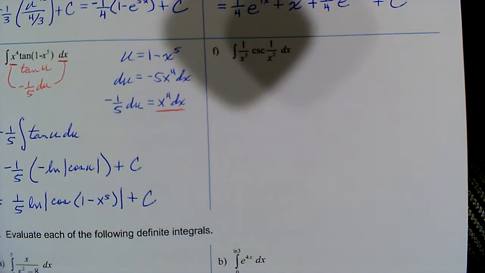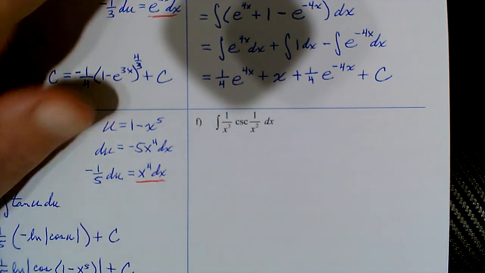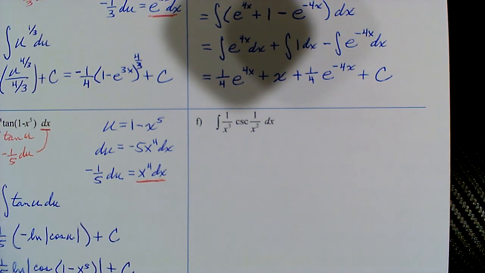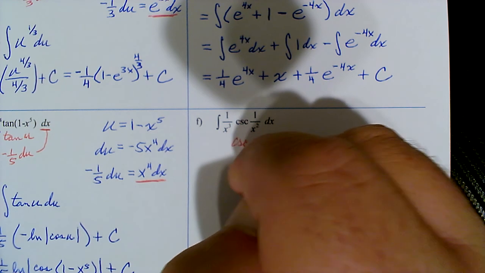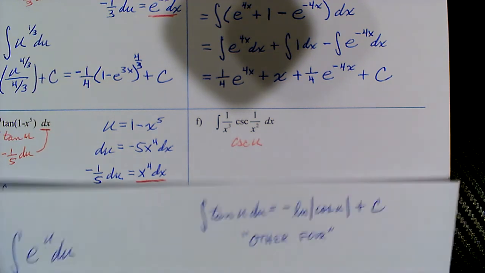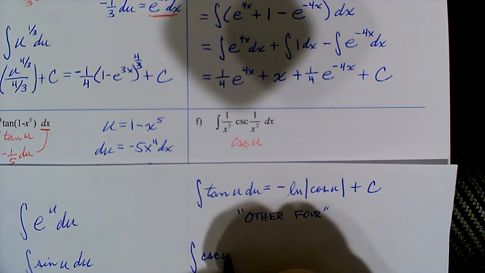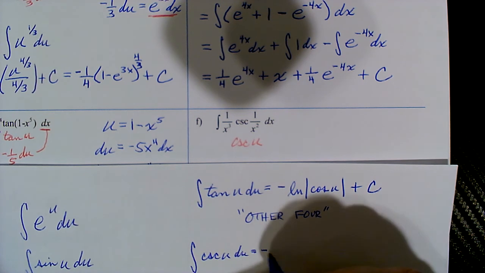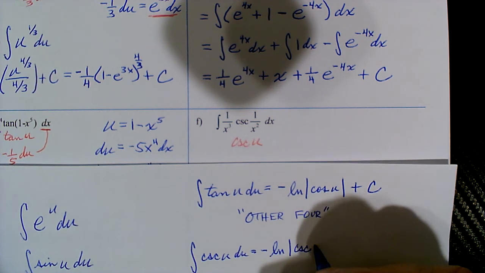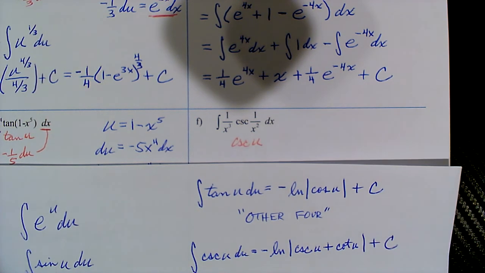So in letter F, we again see a product of algebraics and trigs, and we know the trigs dominate, so we're going to try to fit the form for cosecant of u. And when we get to the point where we integrate, we have to remember this is one of the other four as well. That is, the integral of cosecant of u turns out to be minus natural log absolute value cosecant u plus cotangent u, and then plus a constant.